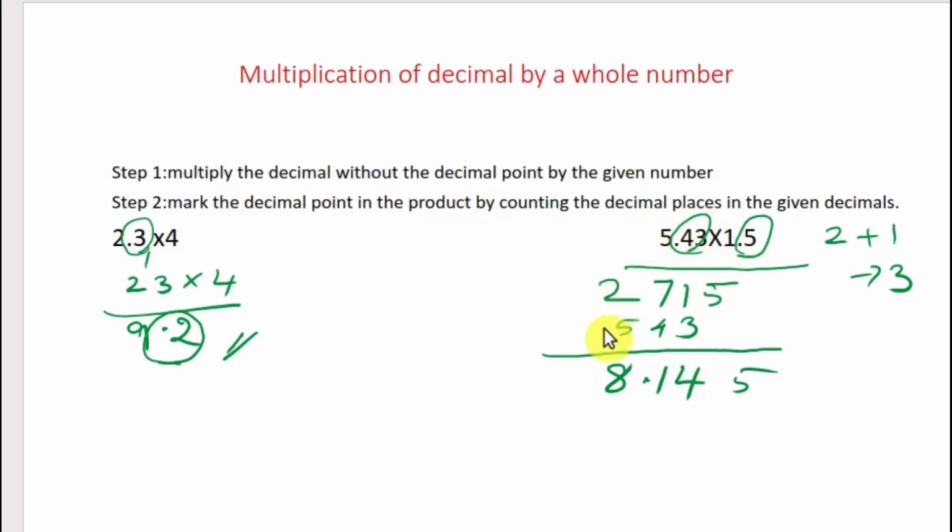Simply we have to multiply. After multiplying, we have to count how many decimal places are there. After counting the decimal places, total 3. So of 3.